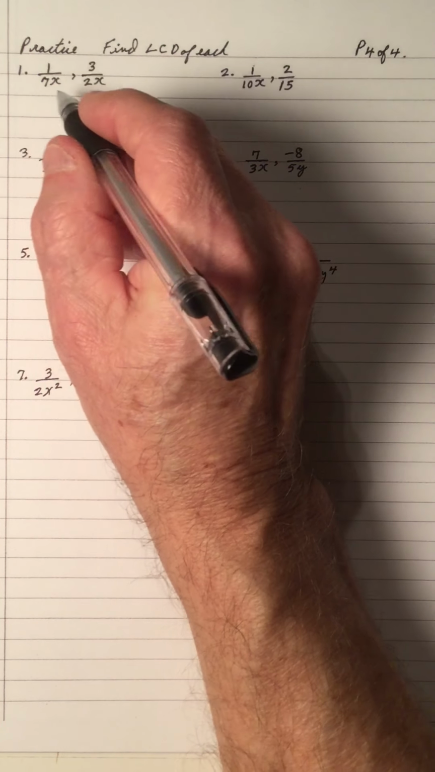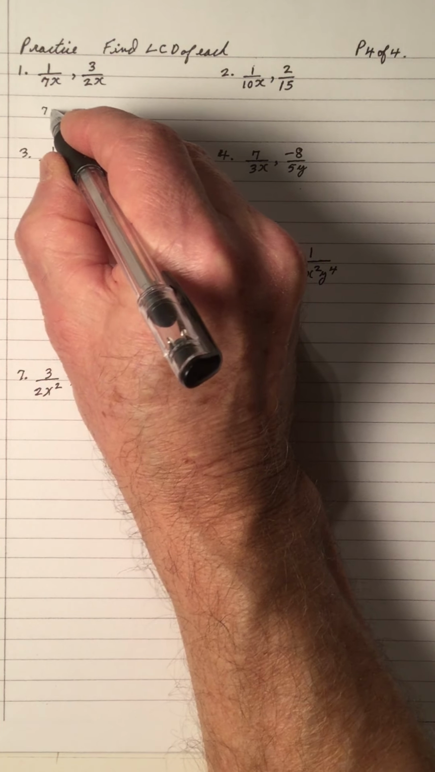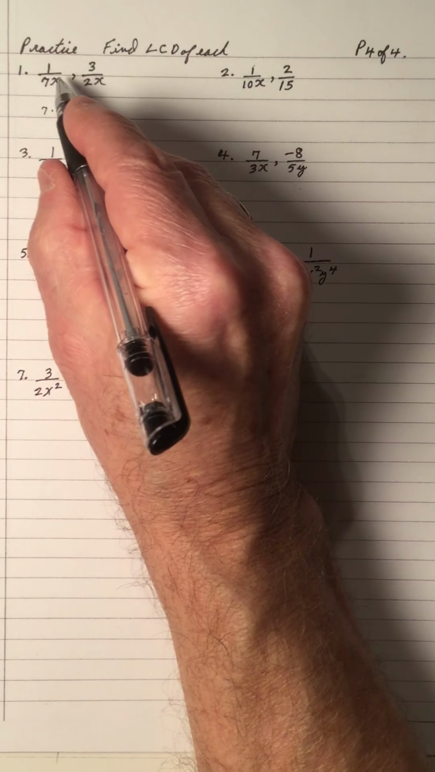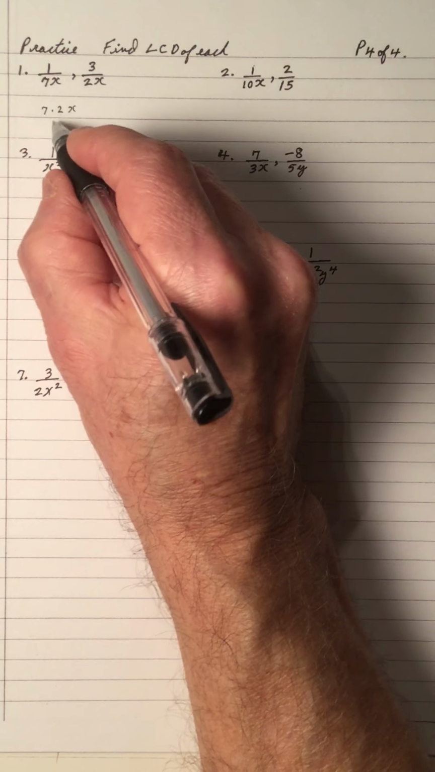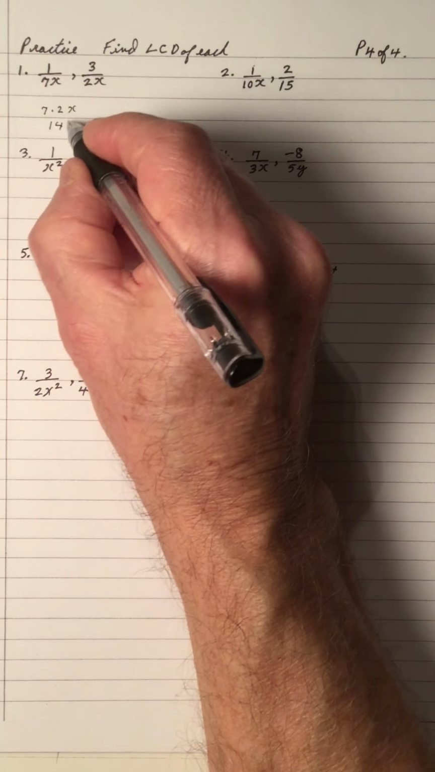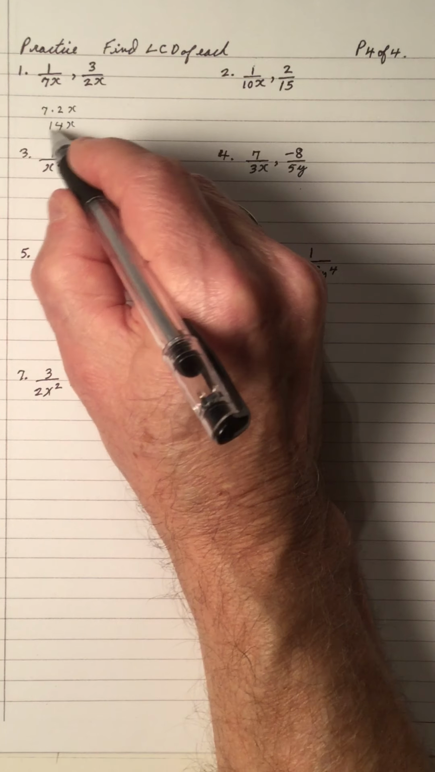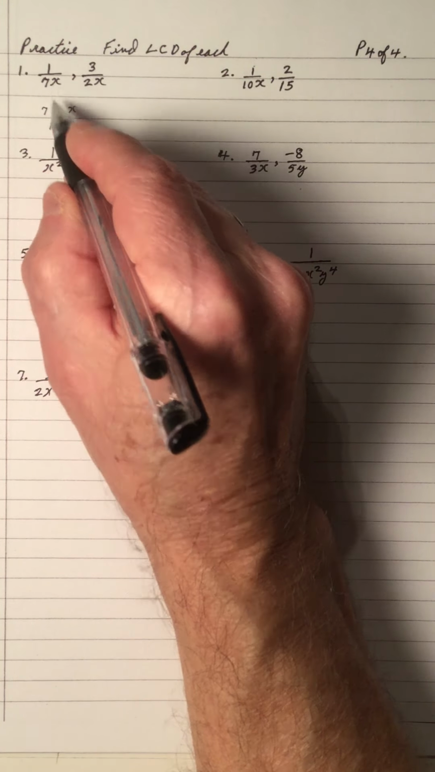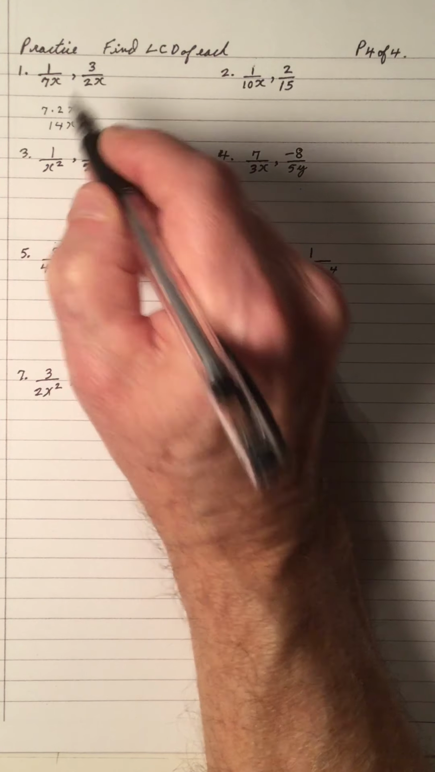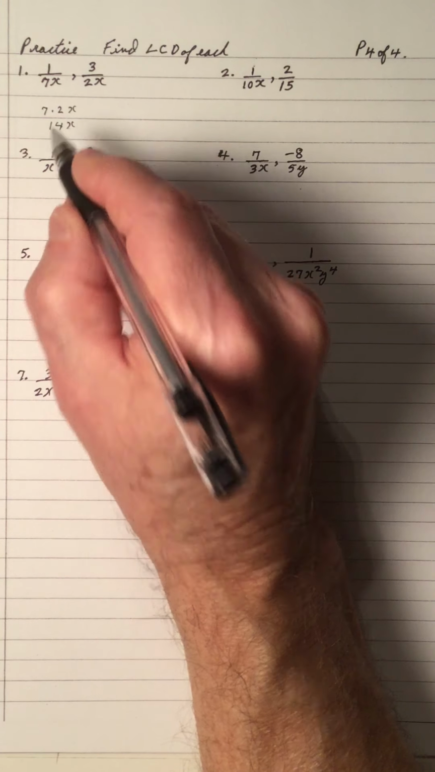So here we go. I have a 7 as a factor, I have 2 as a factor, and I have x as a factor. And the 2 and the 7 gives you 14. The highest power of x is 1. So the LCD for 7x and 2x is 14x. 7x goes into 14x 2 times. 2x goes into 14x 7 times. So both of these denominators are factors of 14x.